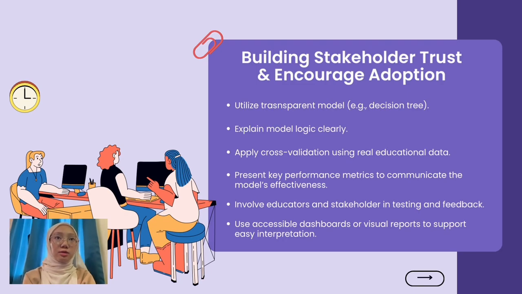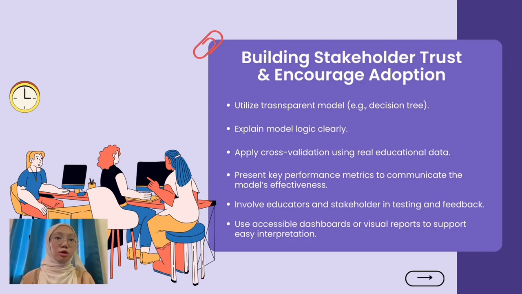To encourage stakeholders like teachers or school staff to trust and adopt our predictive model, we follow several steps. Firstly, we chose a model that's easy to understand, like a decision tree. This helps non-technical users see how predictions are made, which builds transparency. Second, we make sure to explain the model's logic clearly, because it's important that stakeholders or users know why a student is predicted to be at risk or performing well.